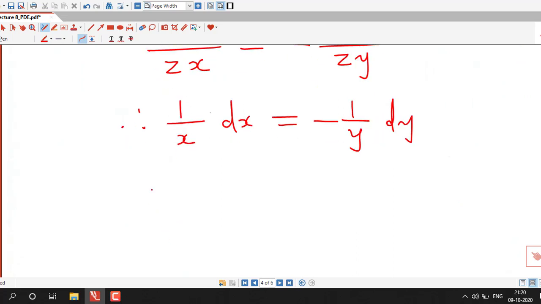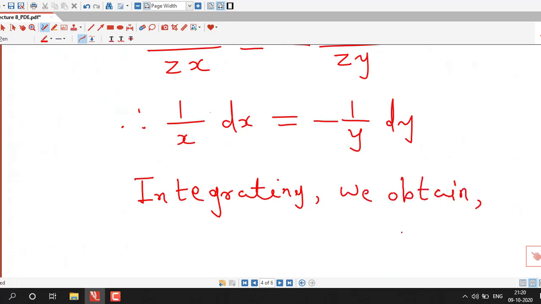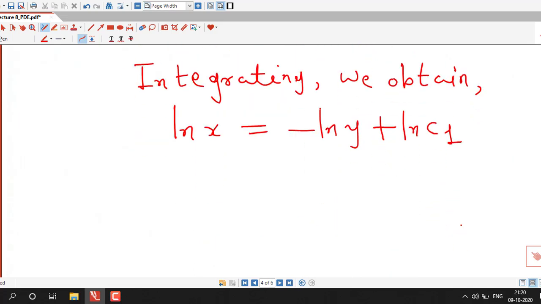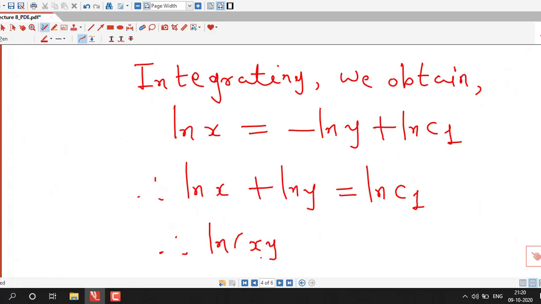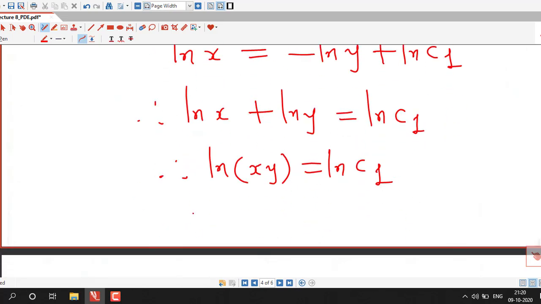And this is separable, so we obtain the first solution by integrating both sides. So integrating, we obtain the integral of 1 by x is ln x equal to minus ln y, and we adjust the constant of integration as ln c1. So therefore we have ln x plus ln y equal to ln c1, and using the property of logarithm, this is log xy equal to log of c1. And because log is a one-to-one function, we obtain x into y equal to c1.